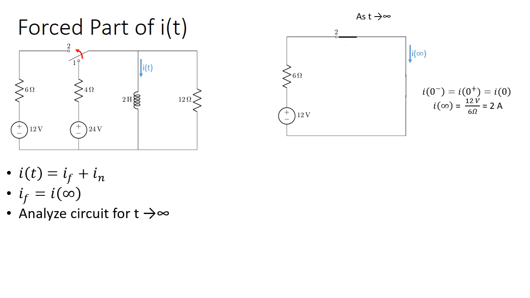So we can say that the current at infinity is going to be, using Ohm's law, 12 volts over 6 ohms, and that's going to give us 2 amps. And so that is the forced part of the response. That is the current that will be flowing through the wire, through the inductor, as t goes to infinity. So that's the forced part, and we want to keep this answer in mind when we're trying to get the complete solution.